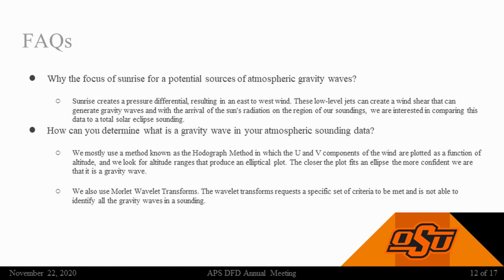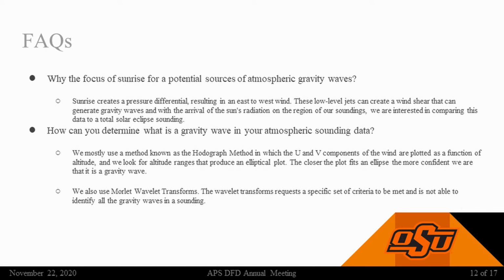To supplement a question and answer, I have included a couple of questions to go over. Why the focus of sunrise for a potential source of gravity waves? We have focused on sunrise because it creates a pressure differential resulting in an east to west wind. These low-level jets can create a wind shear that can generate gravity waves, and with the arrival of the sun's radiation on the region of the sounding, we are interested in comparing this data to the total solar eclipse sounding.